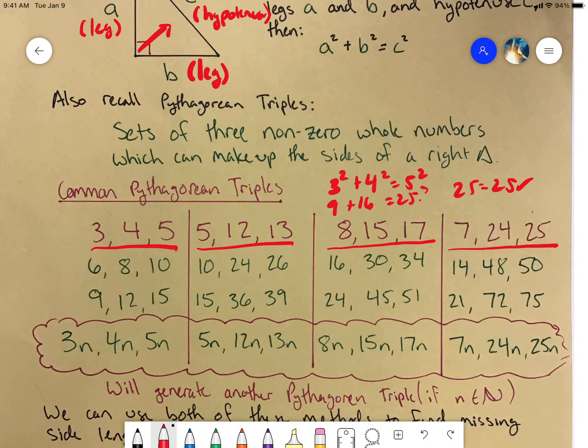Okay, but now if I take those and multiply each of those side lengths by the same number, so if I multiply all of them by 2, I get 6, 8, and 10. Do those still make up a Pythagorean triple? The answer is, of course, yes.